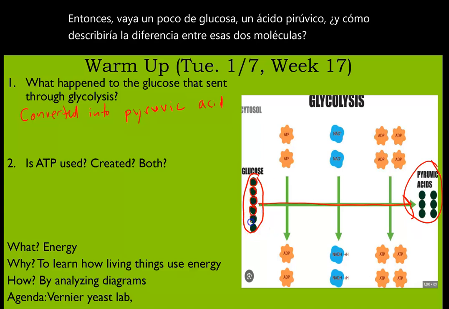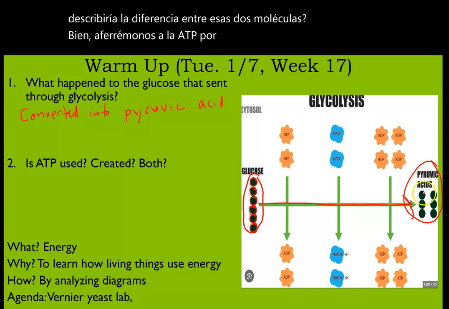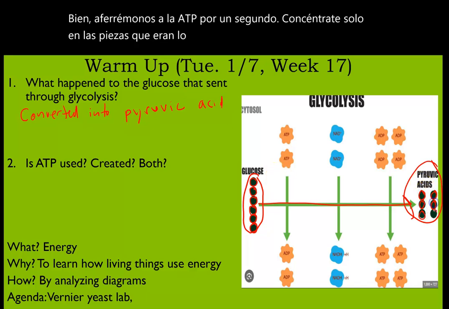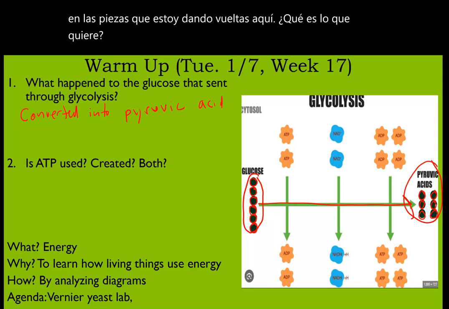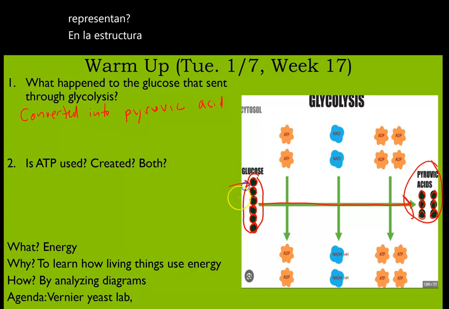Okay, let's hold on to that ATP for a second. Focus on just the pieces that I'm circling here. What are those black dots anyway? What do they represent in the molecular structure of glucose? Each one represents a what? Starts with a C.